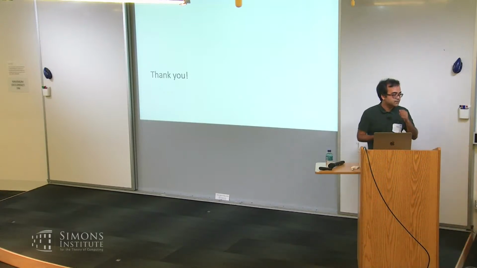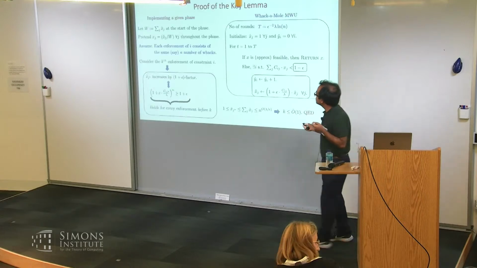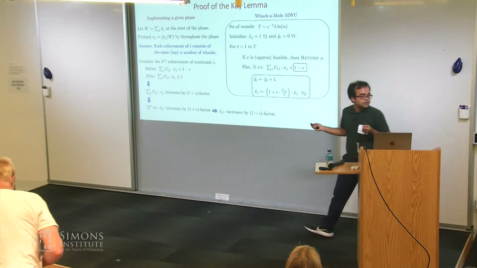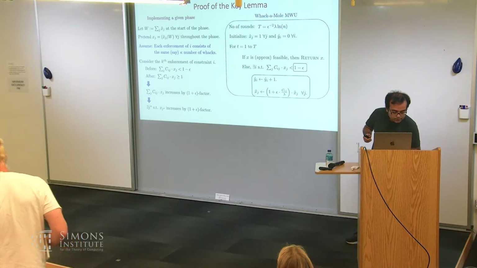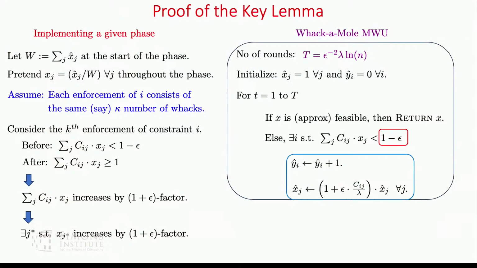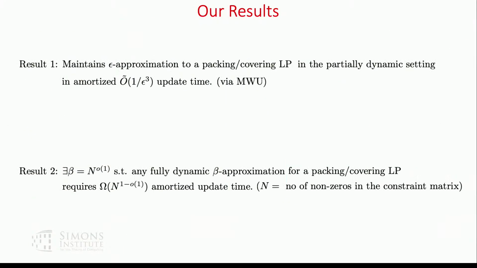Yeah, I had a question about the lower bound you proved for fully dynamic. Let me see if I can go to it. So the lower bound for the fully dynamic, yeah. So what kind of updates does it assume? Does it assume element insertions and deletions? It's the weakest form of update you can assume. So it's basically changing one entry of the constraint matrix. I see. And does it also imply anything for set cover? No, it doesn't imply anything for set cover. Oh, okay.